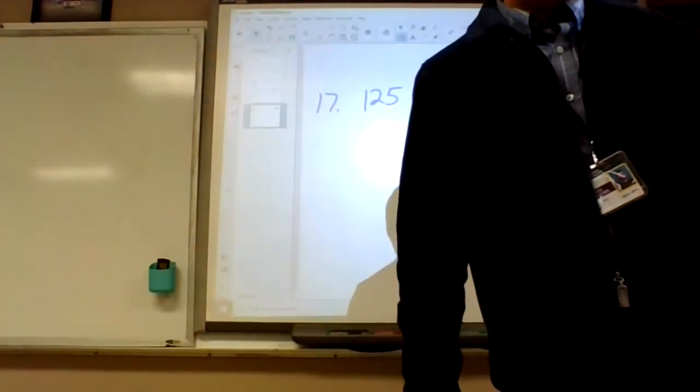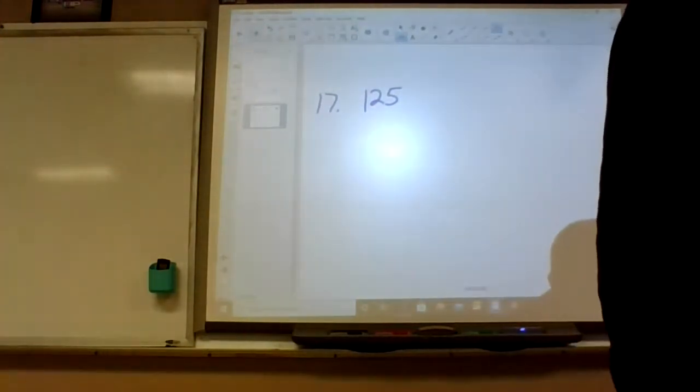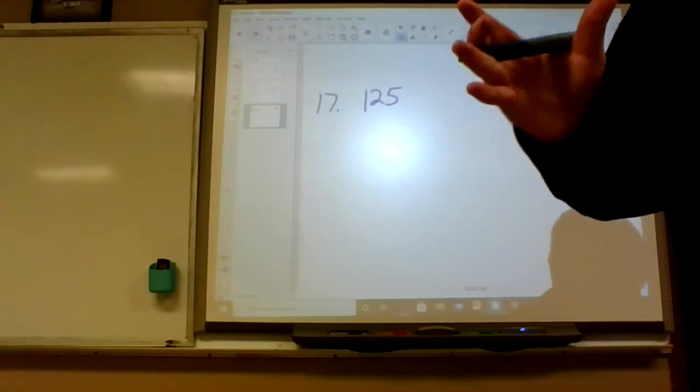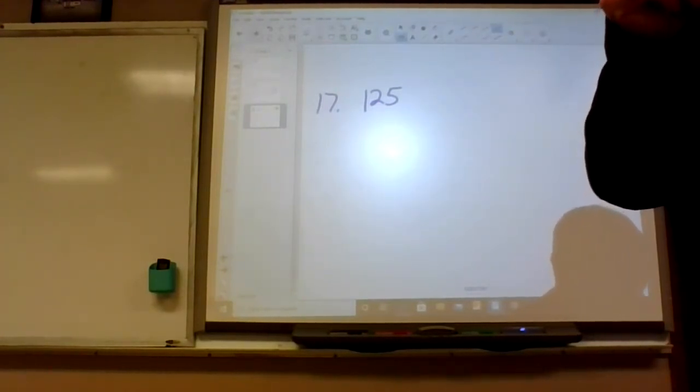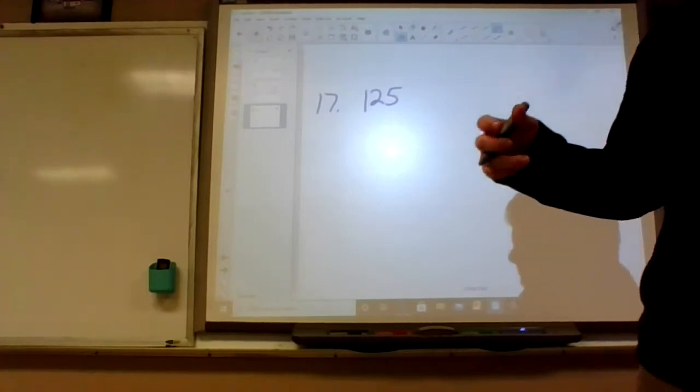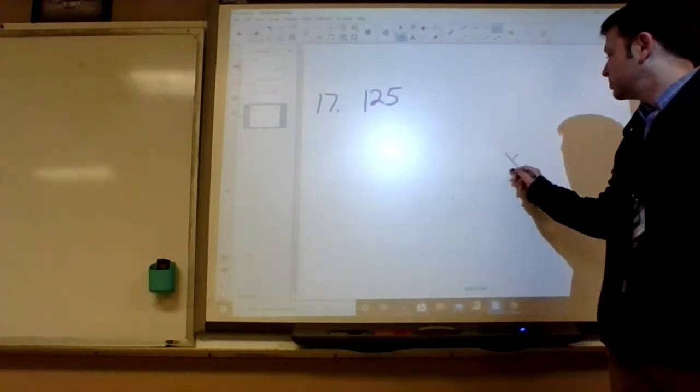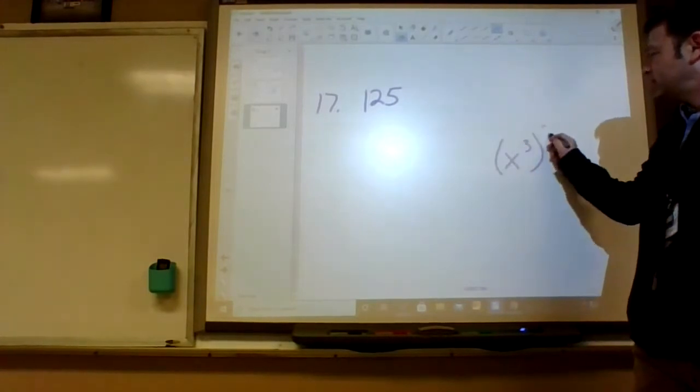I thought it's multiplying x, not 5, right? And then everything in there is being cubed. The parentheses is being cubed. So anything in the parentheses gets cubed. So we also have in the parentheses x cubed cubed. So what would that be? x to the 6th. 125. Like this. What's that?